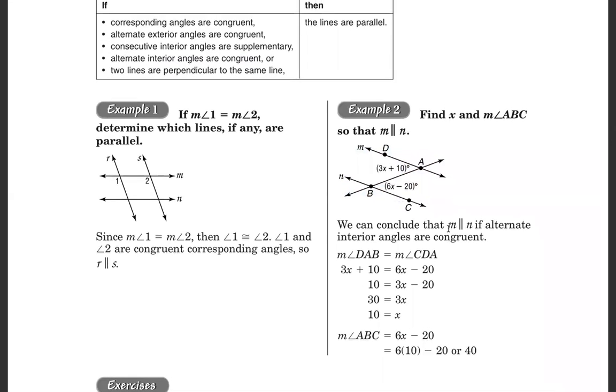So again, in this kind of problem, we need to identify first, again and again, what kind of relationship. If they are corresponding, if they are alternate exterior, if they're alternate interior, then we simply put an equal sign between the angles, okay? Between those two angles that are said to be corresponding or alternate interior or alternate exterior.